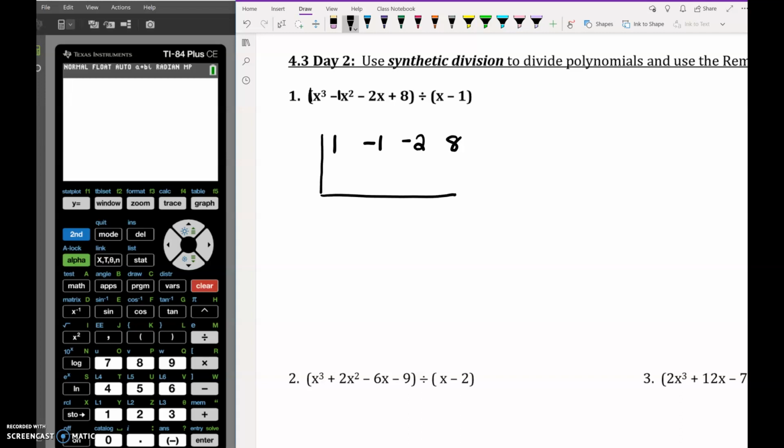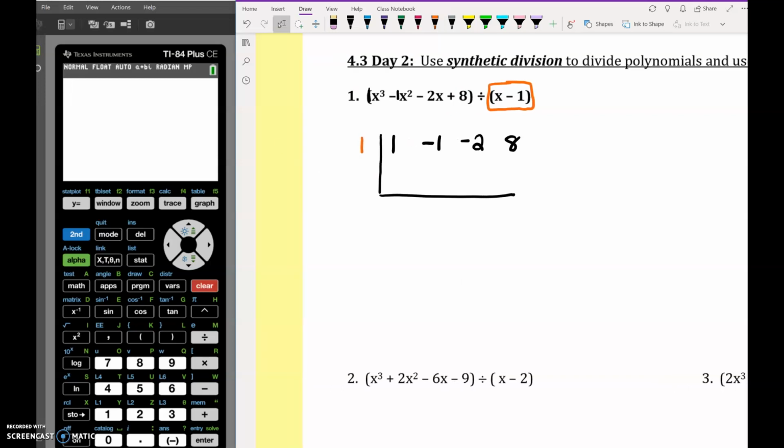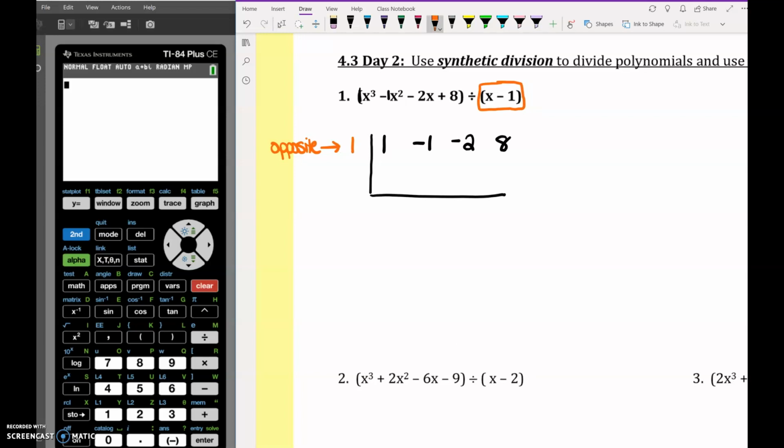You're going to draw what looks like the left side and the bottom side of a rectangle. You need to have enough space underneath this first row of text for one more row of numbers. Okay. If we are dividing by x minus 1, we are going to put a positive 1 outside of this division bar. And you may want to make a note that yes, we put the opposite of that negative 1 into the division problem.